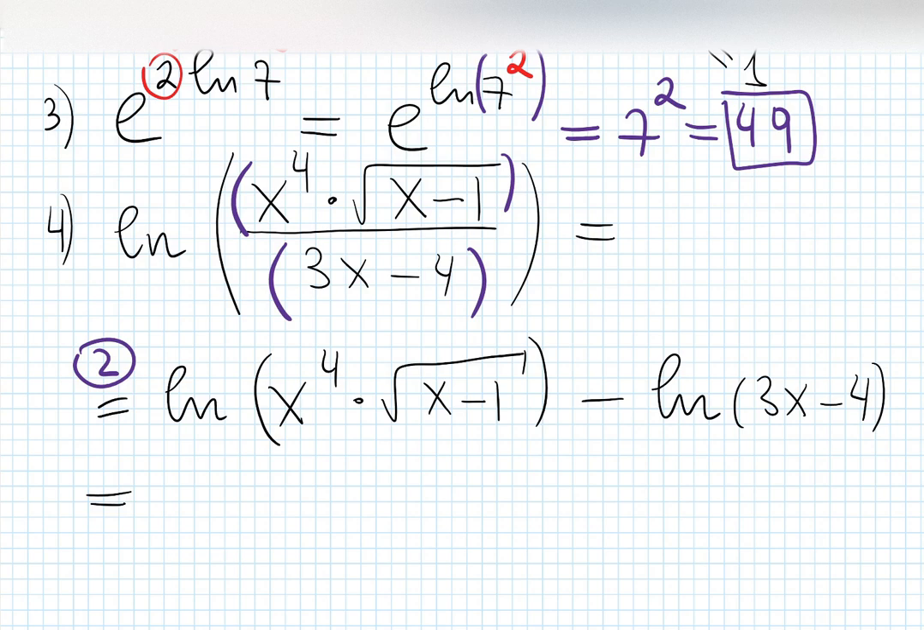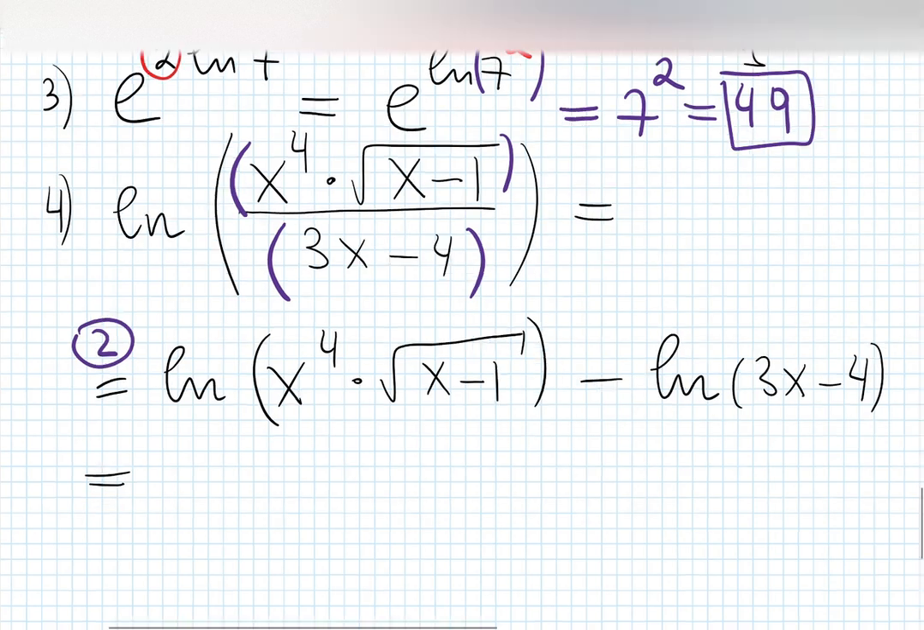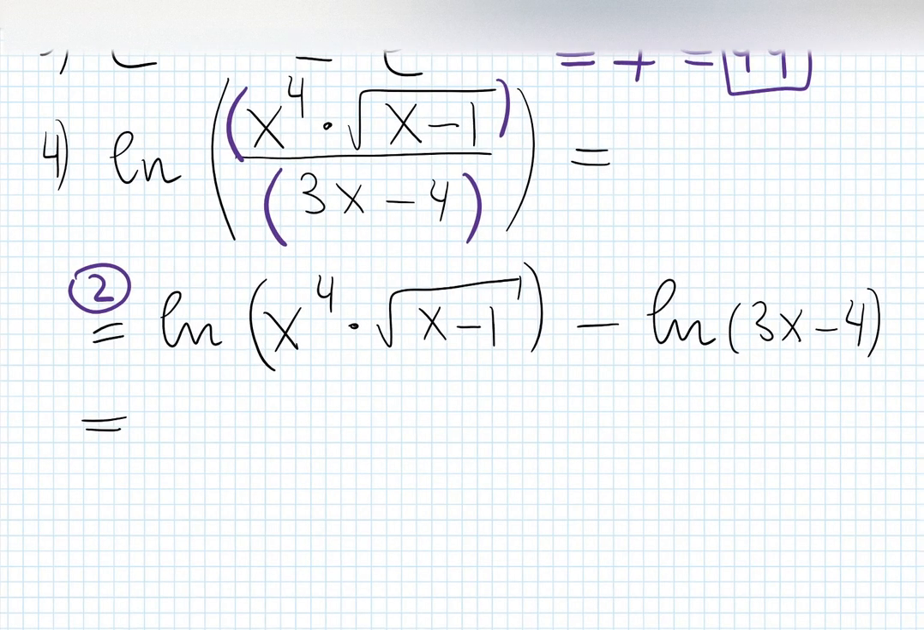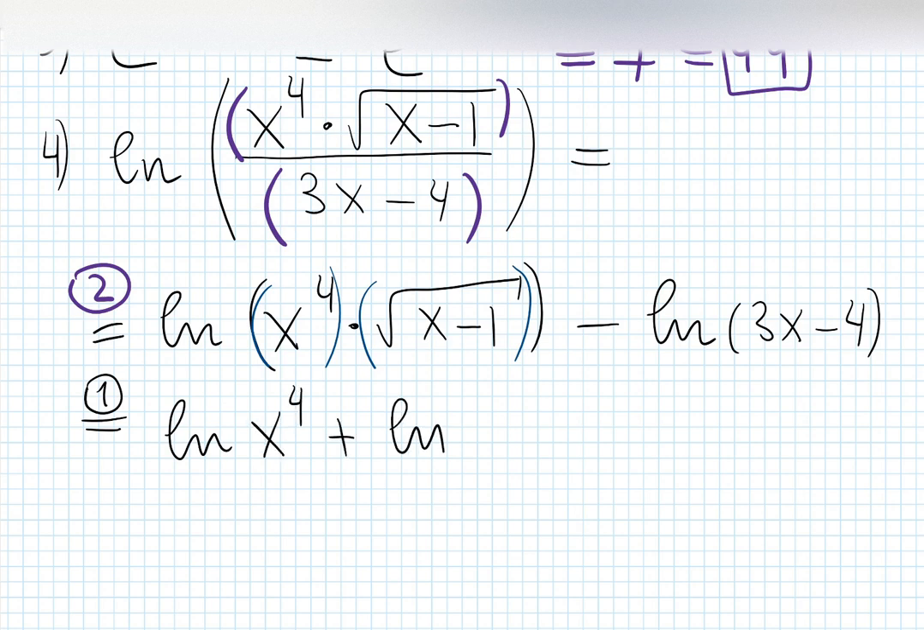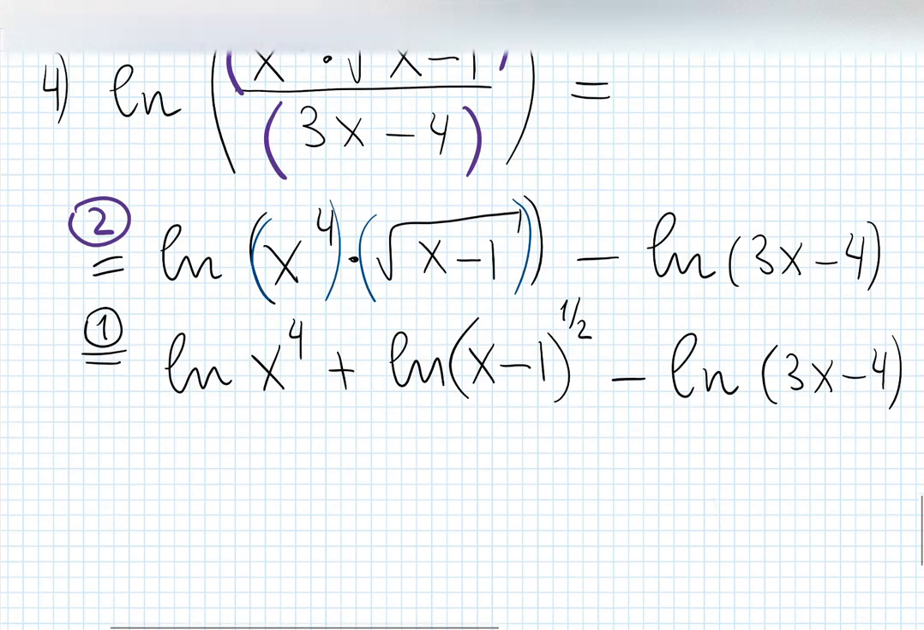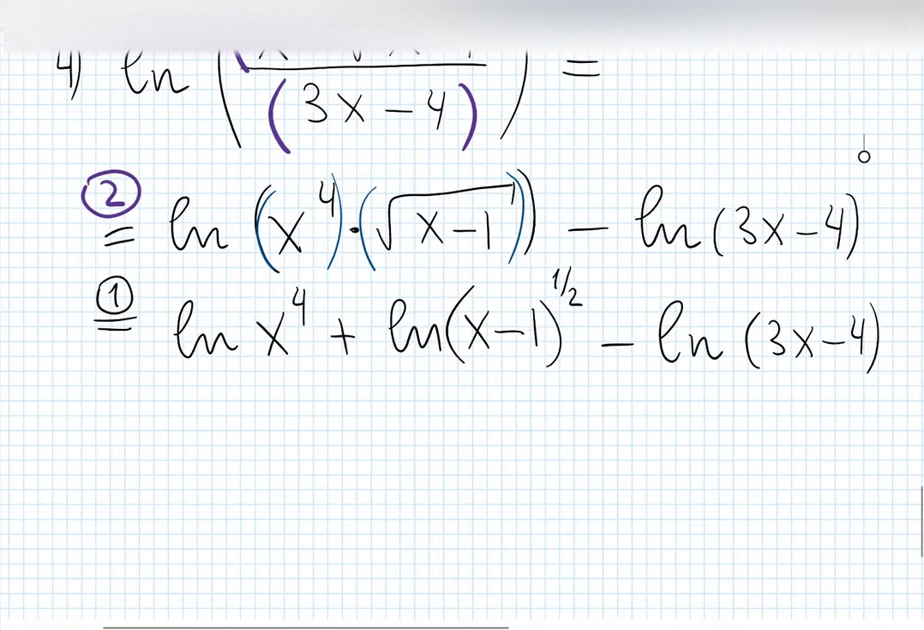Now I see a product. x to the 4 times the square root. Let's break this one down. Log says if you have a product inside, then it will be log plus log. So it will be property number 1. Log of x to the 4 plus log of, can I write down a square root as 1/2 if you don't mind? Like this? Thank you. Minus log of 3x minus 4. And now, almost done.